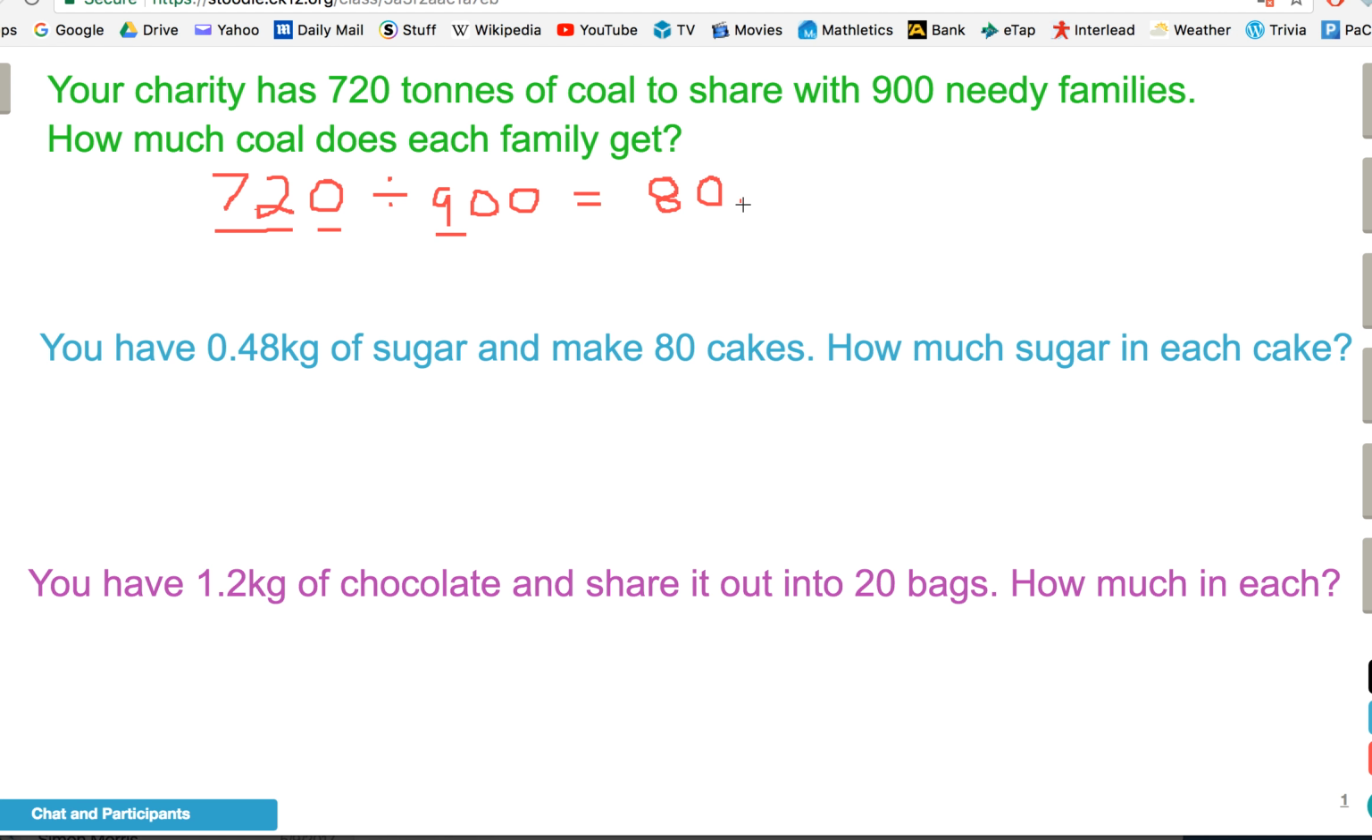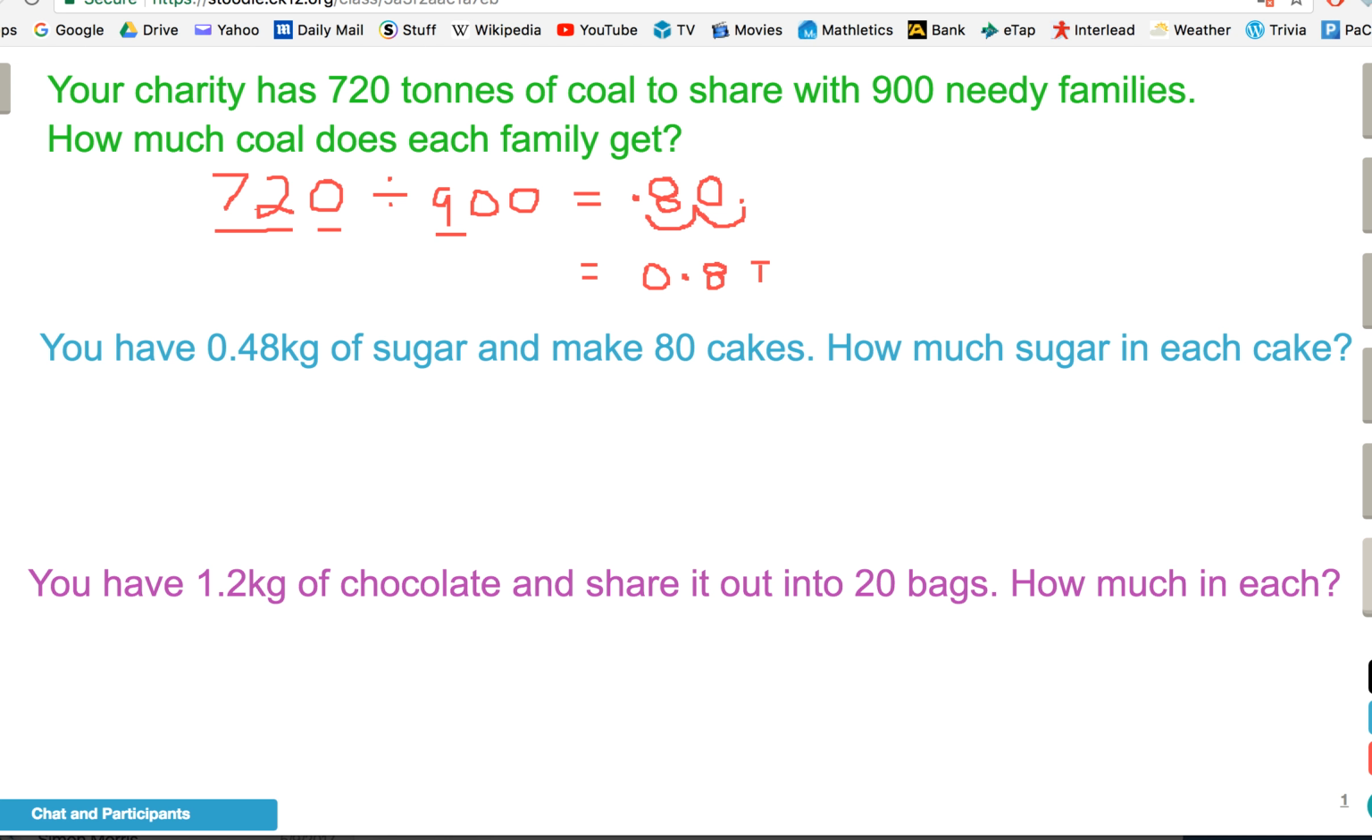A decimal point would be at the end here, but we weren't dividing by 9. The divisor had 2 zeros, so we're going to move that decimal point 2 places along to get a new answer of 0.8 or 0.80. In this case it was tons, so make sure you put in the fact that it was tons.